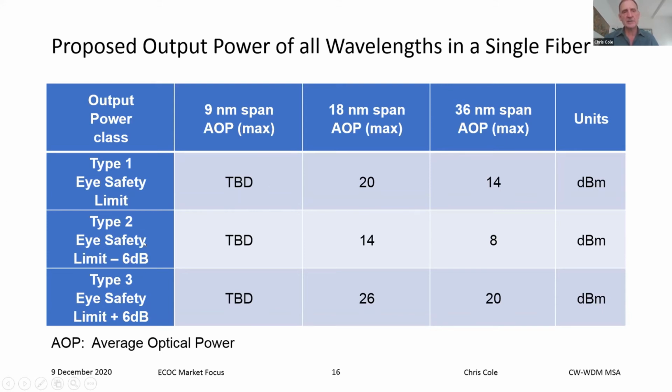And then there's 2 additional types. One is an eye safety limit minus 6 dB. So this is, for example, where you have excess link margin in whatever your application, and you really want to lower power. And then the second type is eye safety limit plus 6 dB. So this requires additional safety measures. So let's say the laser source would have to be on the card, for example, so that the fiber is not exposed to the user, whereas the other types could have the laser source remote. And AOP is average optical power.